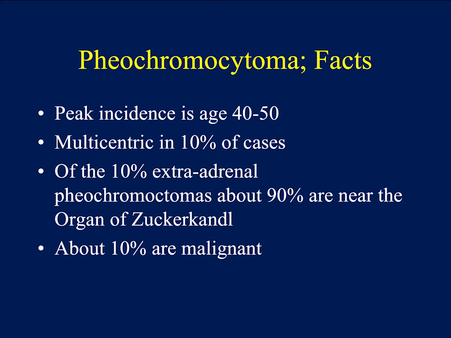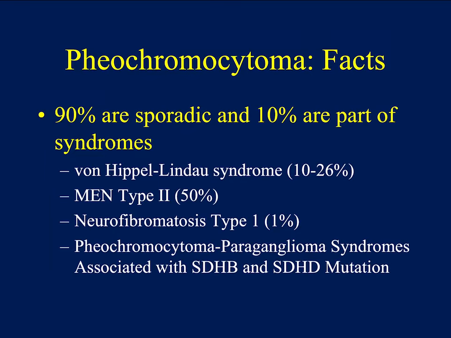Now, another thing to talk about: pheochromocytomas. Pheos, 90% are in the adrenals, 10% are outside. Is that the rule of 10? 10% are malignant, 10% are bilateral, 10% of the time you might miss the lesion if you don't do the study correctly. When we talk about the extra-adrenal pheochromocytomas, we talk about the organ of Zuckerkandl, but also talk about the bladder. Pheos are part of syndromes. 90% are sporadic, but 10%, again, the rule of 10, von Hippel-Lindau, MEN type 2, neurofibromatosis, and paragangliomas syndromes.